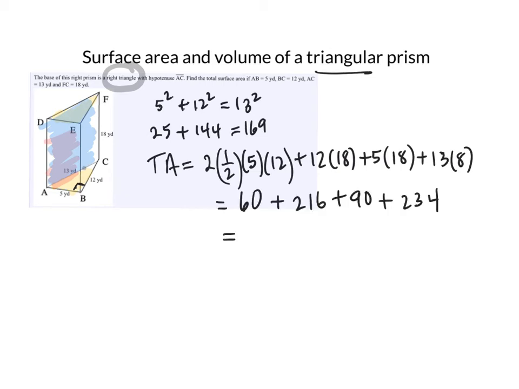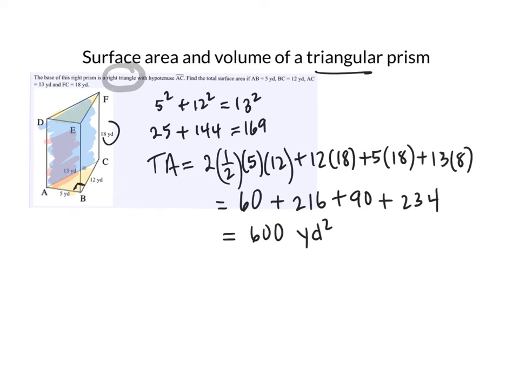That ended up being 60 plus 216 plus 90 plus 234, which adds all together to 600. And my label is yards. So this is yards squared, or square yards.